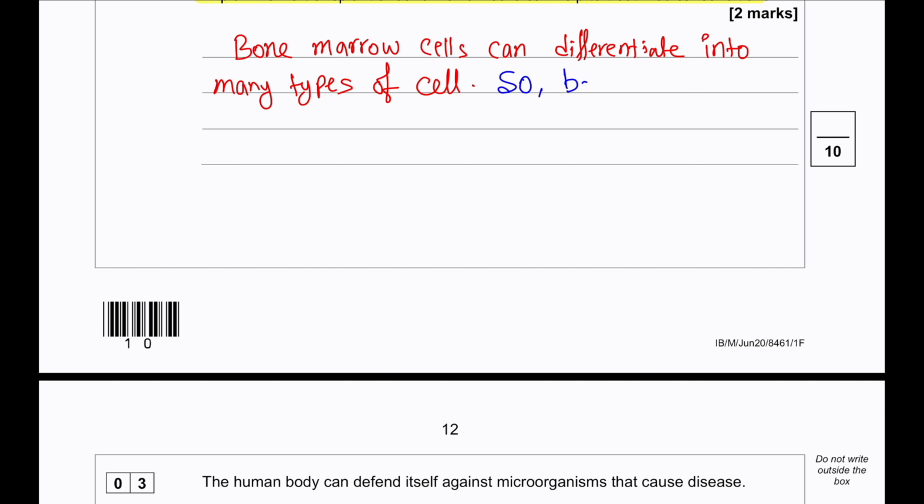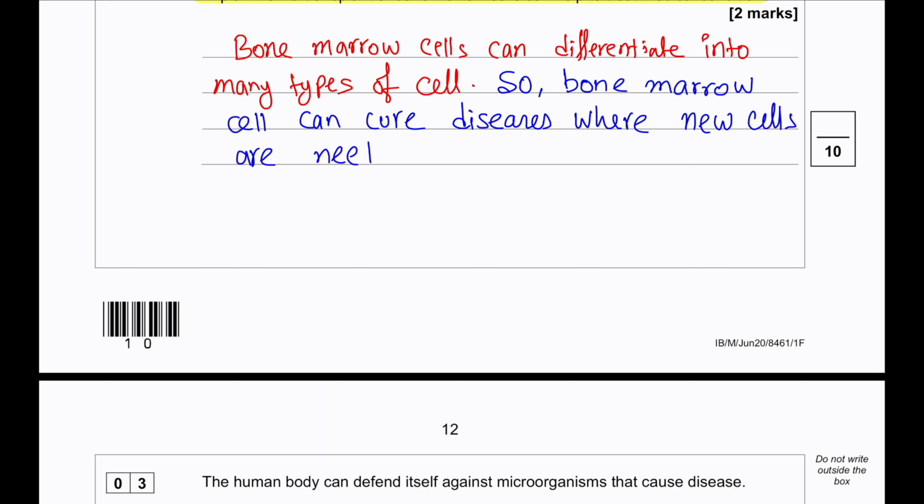Examples of the diseases that we can cure would be, for example, leukemia, or blood cancer, or we can cure diabetes. This will be as an example.